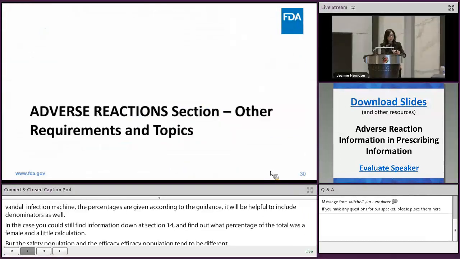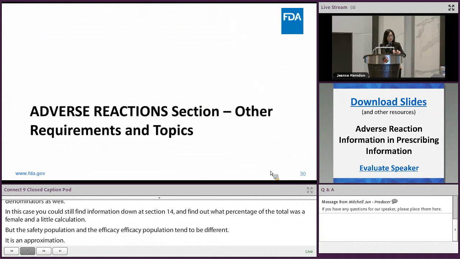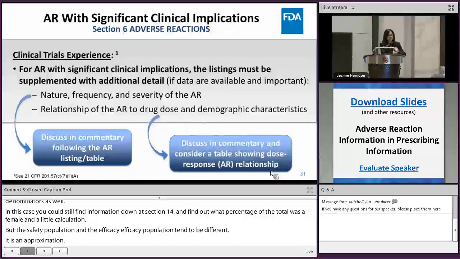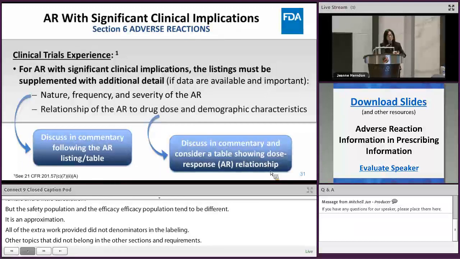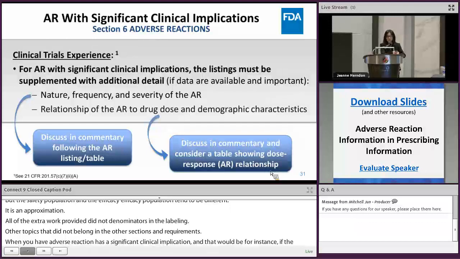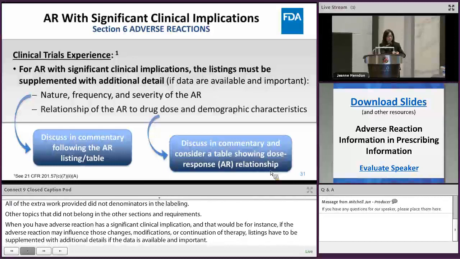Okay, so other topics that didn't belong in the other sections, and other requirements. When you have adverse reactions that have significant clinical implications, for instance, if the adverse reaction might influence dose changes, dose modifications, or discontinuation of therapy, the listings have to be supplemented with additional details if the data are available and important. This type of information would include the nature, frequency, or severity of the adverse reaction, and this is to be discussed as commentary beneath the table.